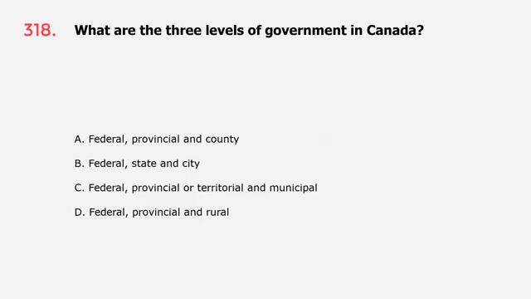Question 318. What are the 3 levels of government in Canada? A. Federal, provincial, and county. B. Federal, state, and city. C. Federal, provincial, or territorial, and municipal. D. Federal, provincial, and rural.